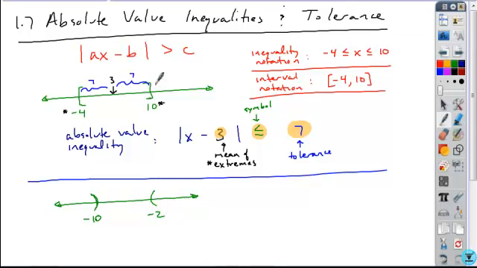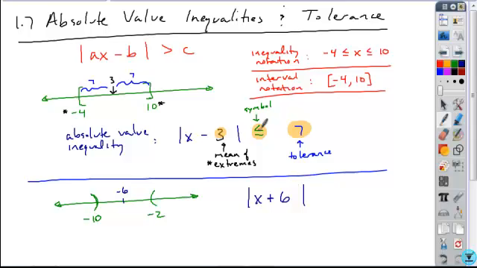So you know the general form is going to fit this pattern right here. Absolute value of x minus the average. What is the average between negative 10 and negative 2? Add them together and divide by 2, right? So negative 10 plus negative 2 is negative 12, divided by 2 is negative 6. So we get x minus a negative 6, which becomes x plus 6.